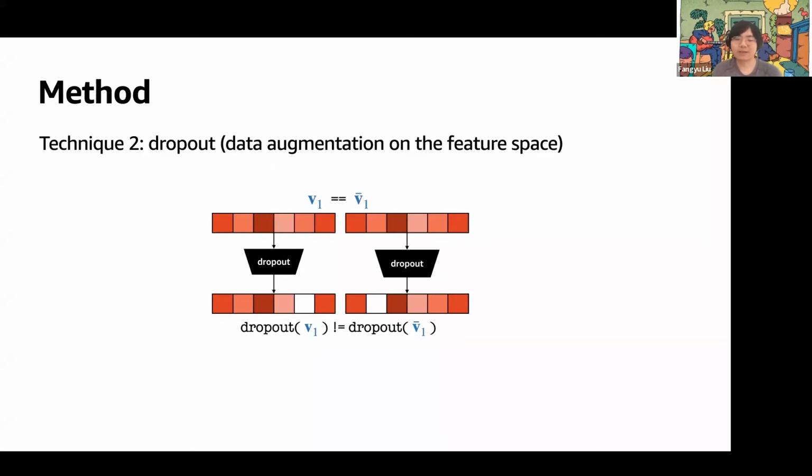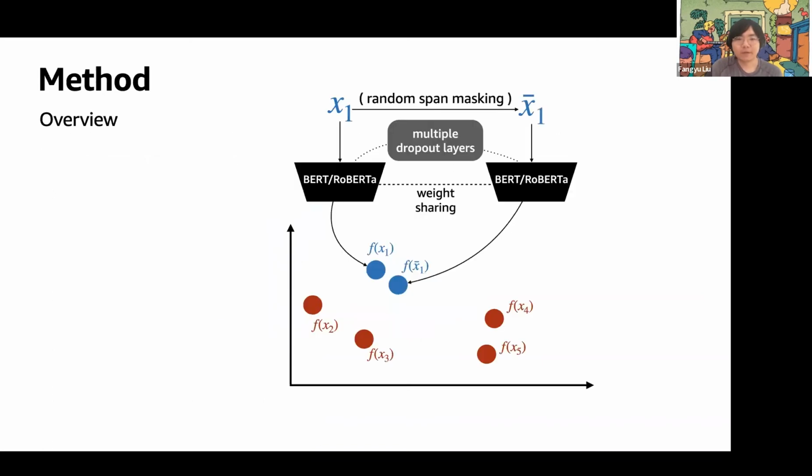Transformer blocks themselves have dropout layers. So as long as we do this kind of dual encoder architecture, automatically dropout will be there to apply feature space data augmentation. Yeah, we just leverage this, and this will be our second type of data augmentation. As simple as that, with just two types of data augmentation, we will start with our experiment.